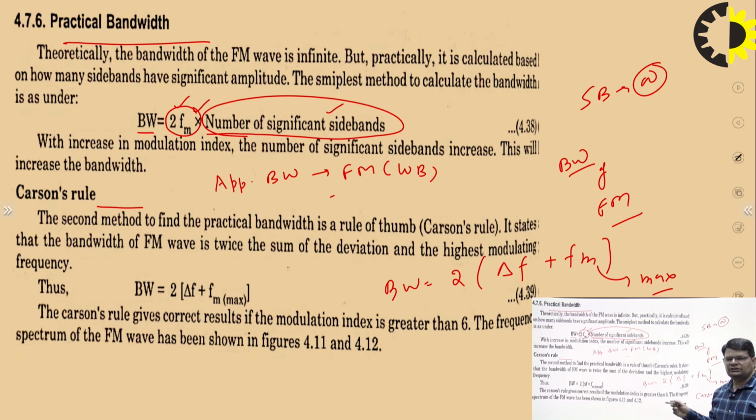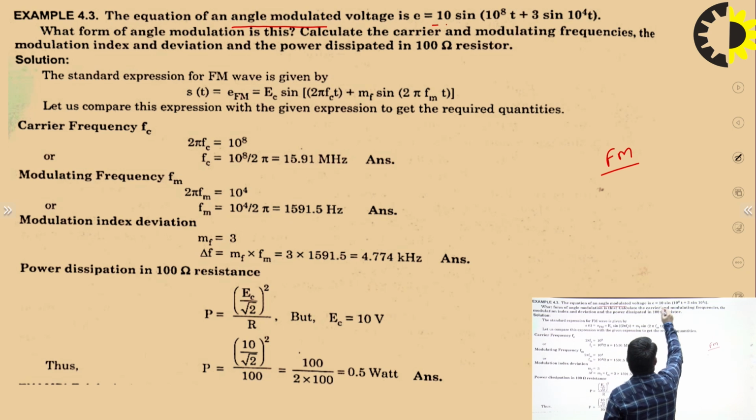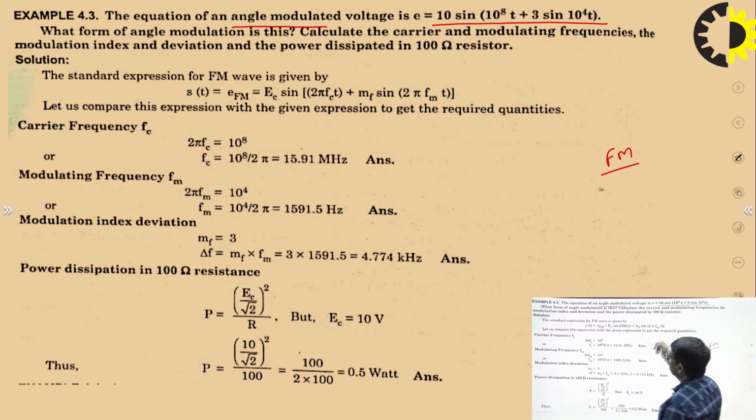Okay. So, let us see some numericals. This is one numerical based upon frequency modulation. What are we given? We are given an angle modulated voltage, this one. Calculate the carrier and modulating frequencies.